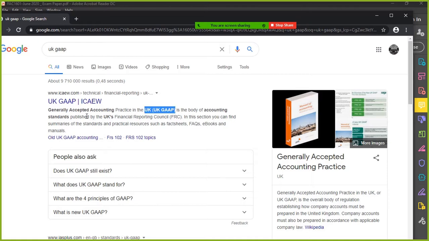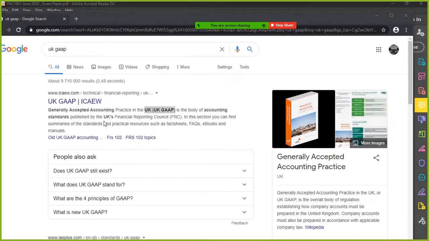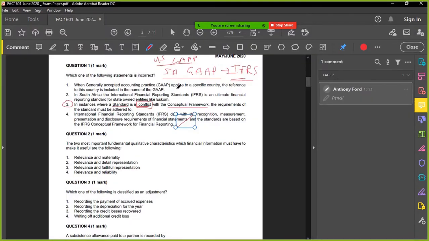Right, I'm happy with 1. Right, that's why I'm not going with 1. 1 is correct. So it's between 2 and 3. Yes. Okay, so between 2 and 3, initially I was going with 3, but obviously if you look at the textbook, it explains that. So for me, this seems a little bit strange. The wording here seems a bit odd. Ultimate financial reporting standard for state-owned entities like Eskom. To me, because Eskom is a state-owned entity, they have to follow the Public Finance Act. I think they call it the PF something A.